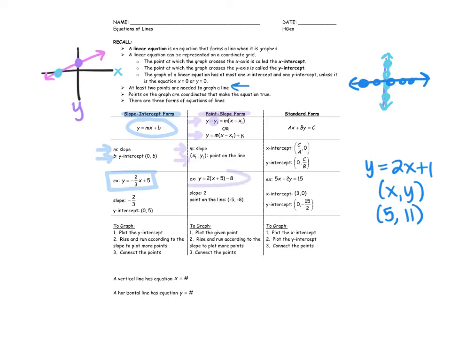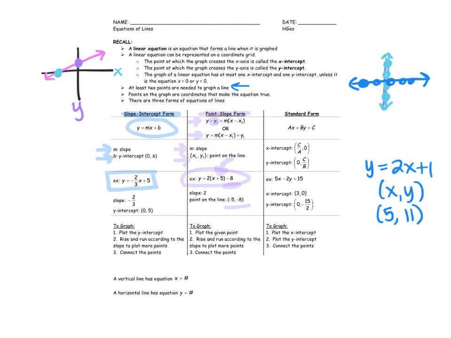So if we look at this example here, the slope is 2, and the point on the line is (-5, -8). The x-coordinate of that point is always going to have the opposite sign of what's written in the parentheses. So if it's x plus 5, the x-coordinate is negative 5. If that were to say x minus 5, the x-coordinate would be positive 5. And then the y-coordinate, when it's written on this side of the equation, is always true to sign. So if it says minus 8, it's a negative 8. If it says plus 8, it's a positive 8.